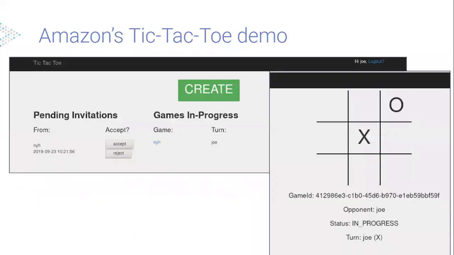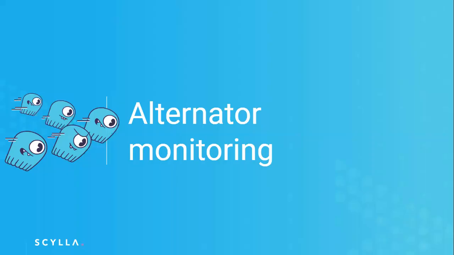Okay, so this was the tic-tac-toe demo. And although tic-tac-toe looks like a very simple application, it does use a secondary index under the hood. So it's a nice demonstration of simple but complex under the hood. But we didn't need to do anything special to run it.